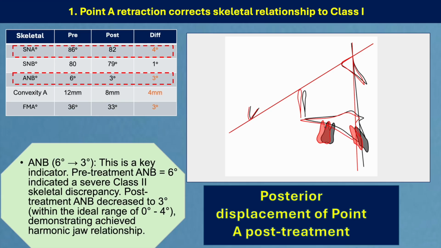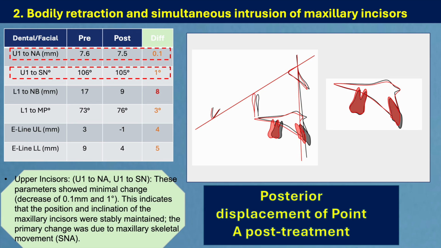The first thing that we can see is that point A retraction helped to correct the skeletal relationship to Class I. The second thing, bodily retraction and simultaneous intrusion of the maxillary incisors.